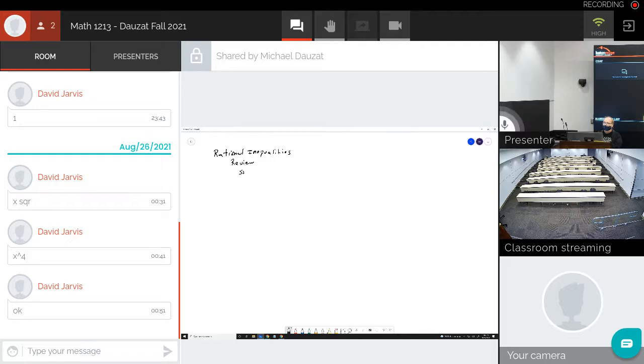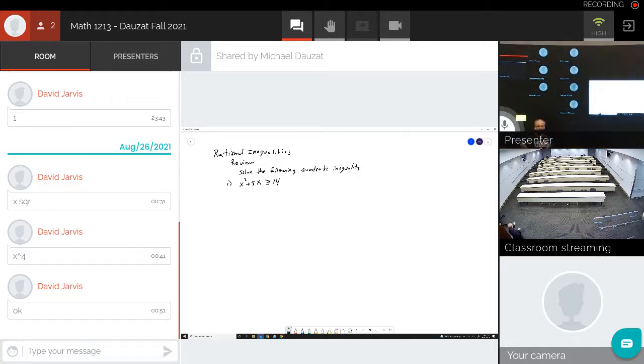All right, solve the following quadratic inequality. All right, so here's the first one. We have x squared plus 5x is greater than or equal to 14. All right, so you're going to have this on test number 1 in a couple of weeks. And you are going to have this on quiz number 2.